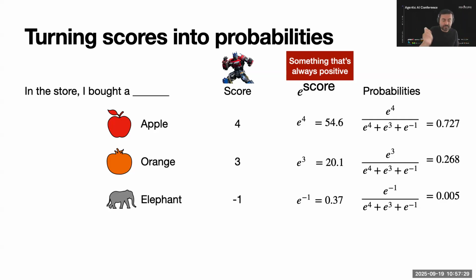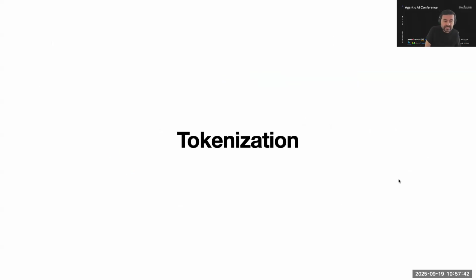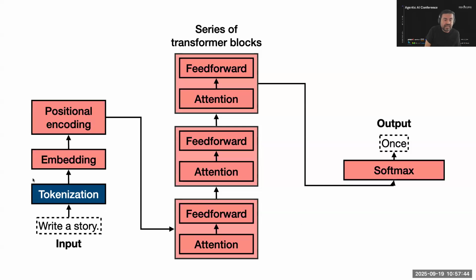So temperature is always a knob that you can turn in a model, and it's basically changing this e so that it either gets the highest stuff with high probability or it evens them out a little bit. So that's softmax. Now let's go to tokenization.